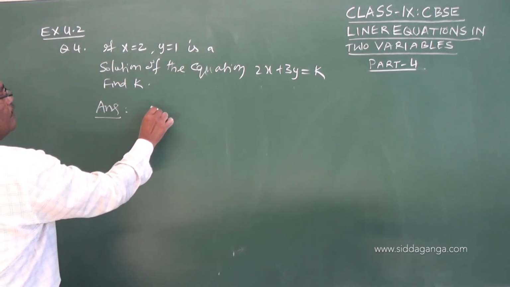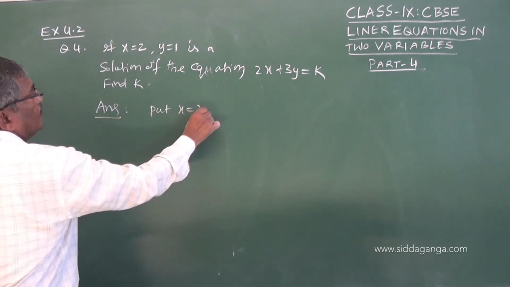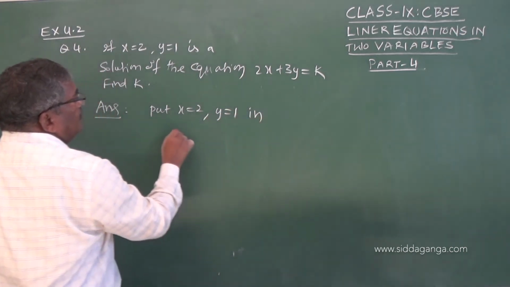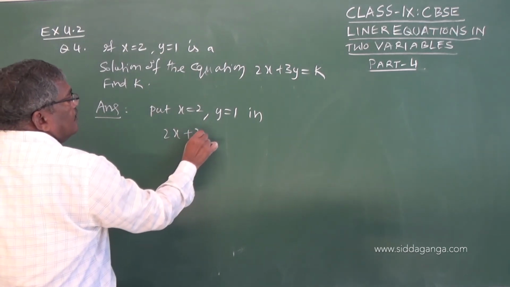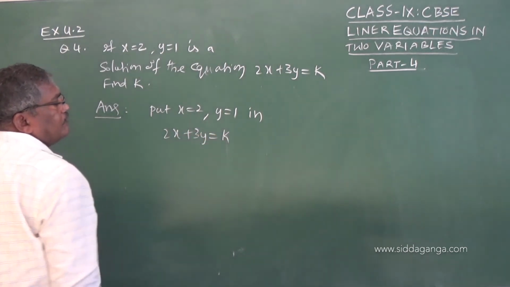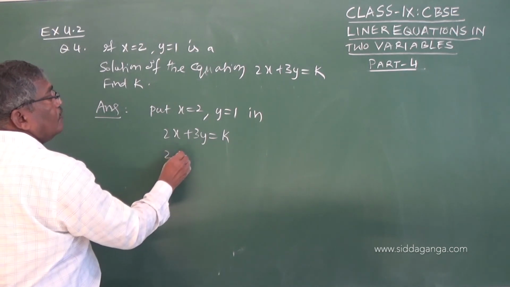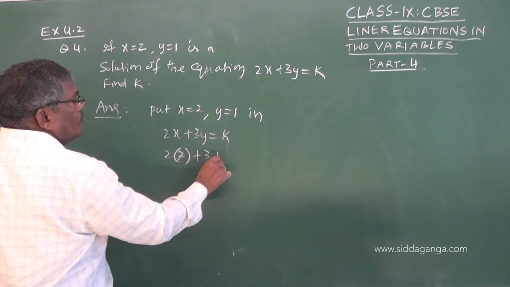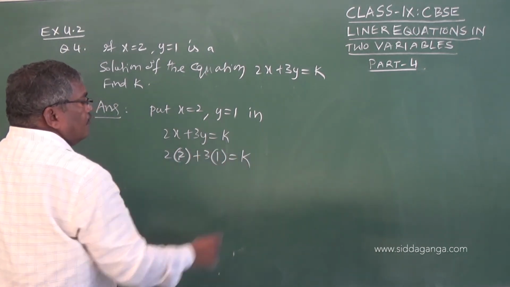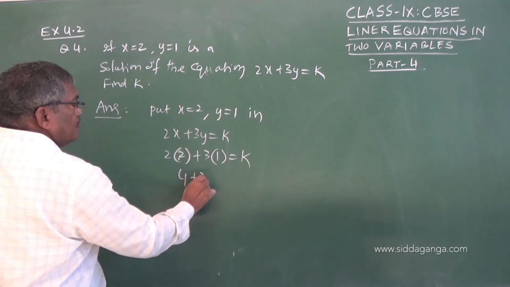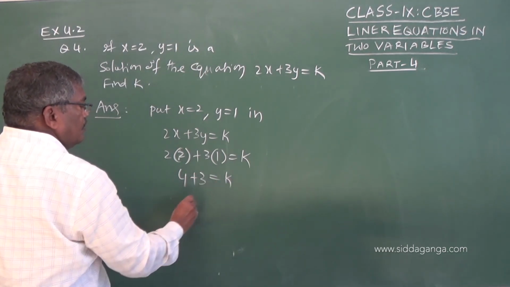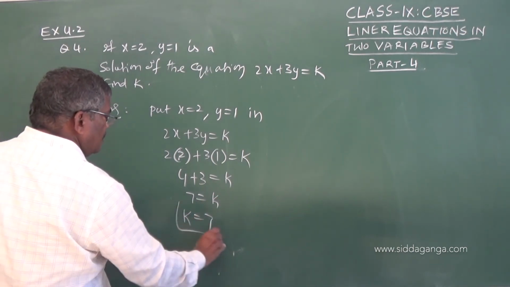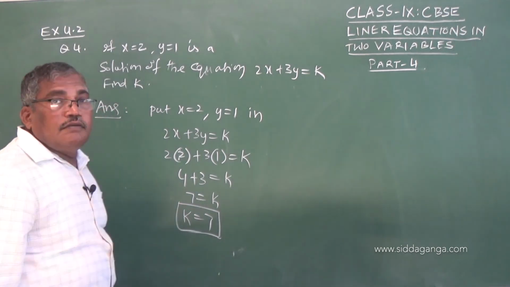So put x equals 2, y equals 1 in 2x plus 3y equals k. So 2 into 2 plus 3 into 1 equals k. 4 plus 3 equals k. 7 equals k, or k equals 7 is the answer. Very simple.